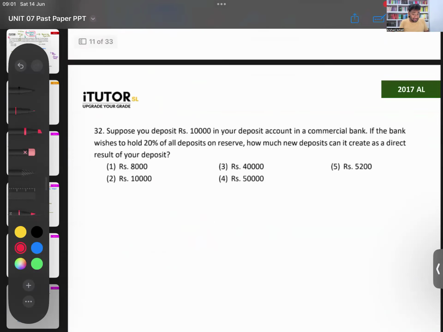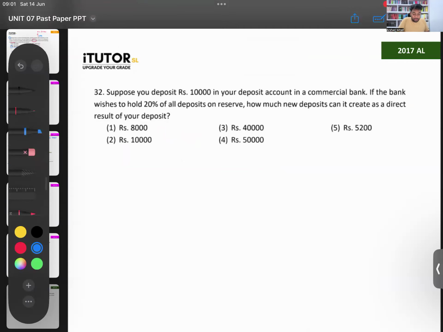Okay, moving into 2017. They're saying, suppose you deposit 10,000 in your deposit account in a commercial bank. If the bank wishes to hold 20% of all deposits as reserves, how much new deposits can it create as a direct result of your deposit? See, direct result of your deposit. When they say direct result, are they talking about the entire banking system's overall impact? Yes or no? That learning should have come from the previous question. When they say direct result, immediately, what can you do?